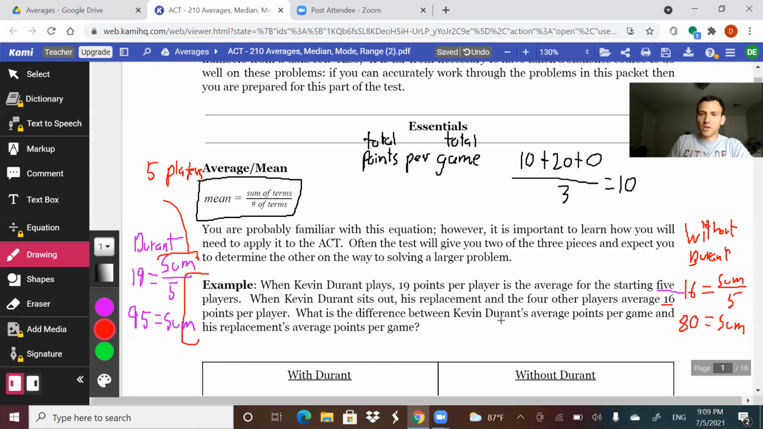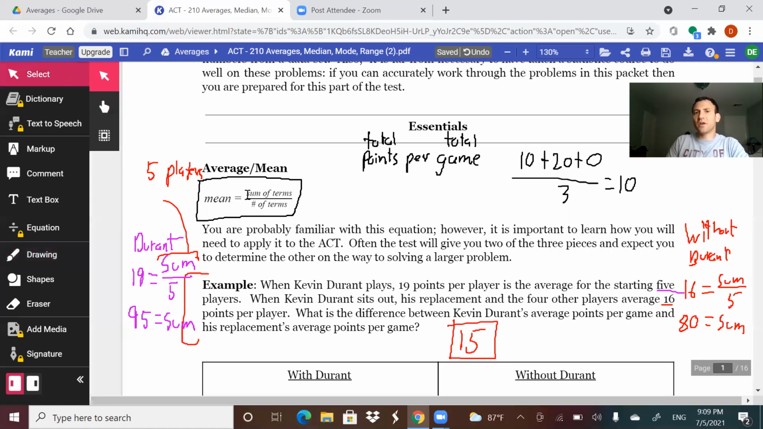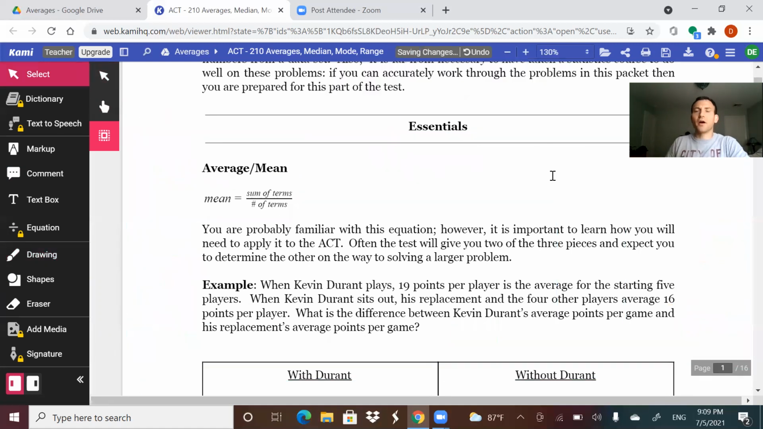The question wants to know, what is the difference between Durant's average points per game and his replacement player's average points per game? Well, when Durant doesn't play, they score 15 points less. So the difference between what he scores and what his replacement player scores must be 15. So it seemed like there was a lot going on, but it's really simple on these average problems to just set up this skeleton, put in what you do know, and then go and attack what you don't know.